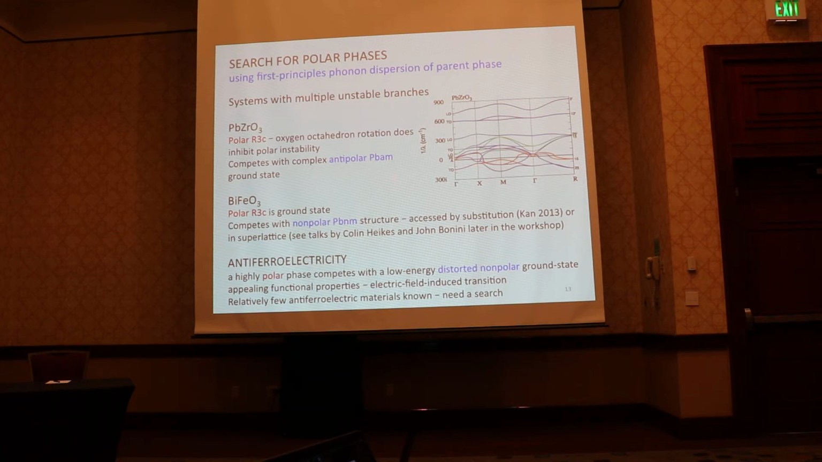And that competes with this complex antipolar PBA ground state that everybody finds so weird, but is yet so familiar. Bismuth ferrite is very similar. It's got the polar R3C ground state, and it competes with a PBNM structure, which is generated by oxygen octahedron rotations. And you can access this structure in bismuth ferrite either by substituting on the bismuth site or by putting bismuth ferrite in the superlattice.